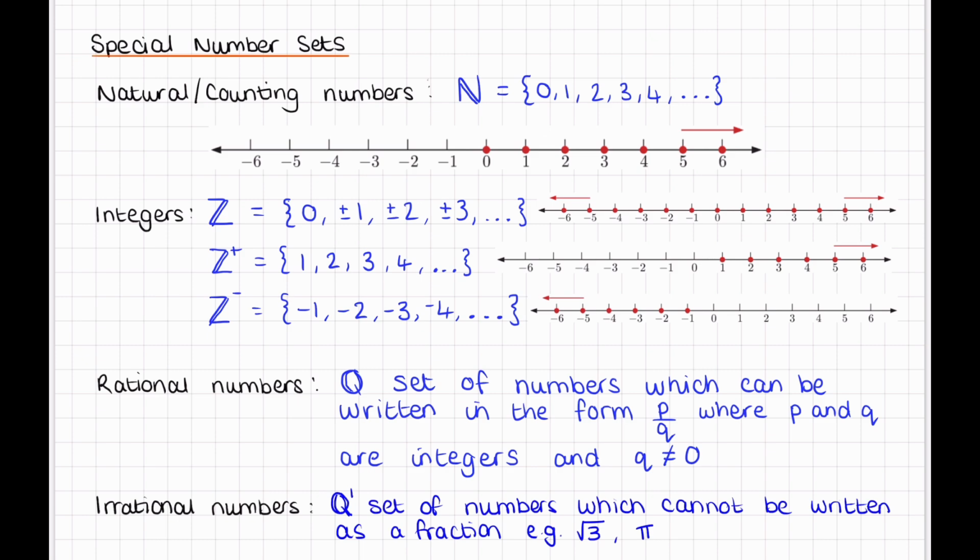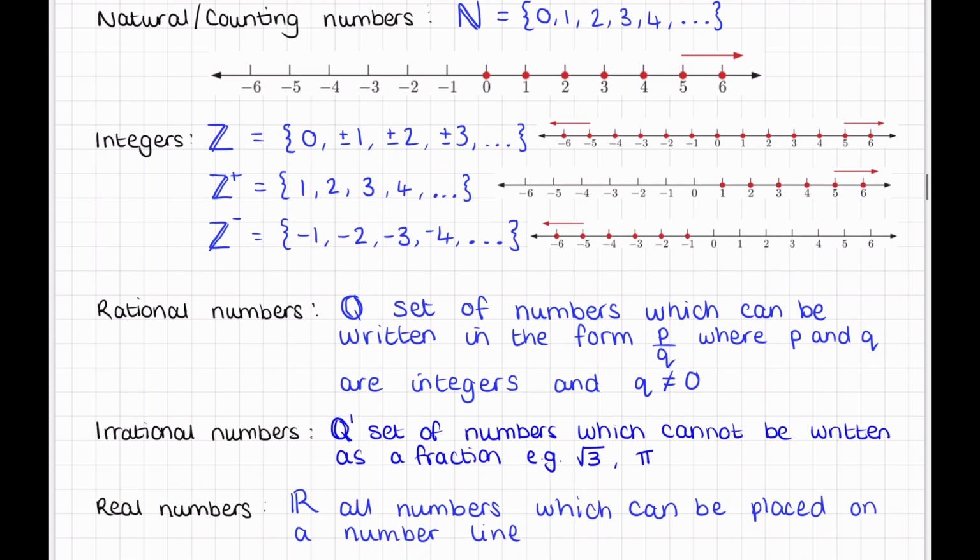So Z plus are all positive whole numbers, so 1, 2, 3, 4, and going on from there. And then we have Z minus, Z negative, which are all the negative whole numbers, starting at -1 and carrying on indefinitely, all the way to negative infinity. So with integers, we can have integers as a whole, but we can then also split it into positive and negative. Main thing here is to know that 0 only comes under the overall integer set. It is not included in the positive or negative integer set.